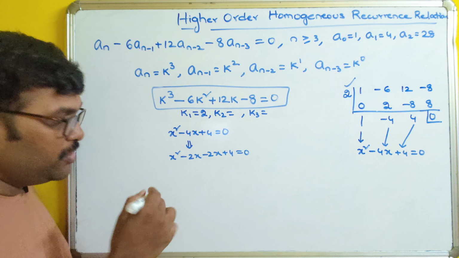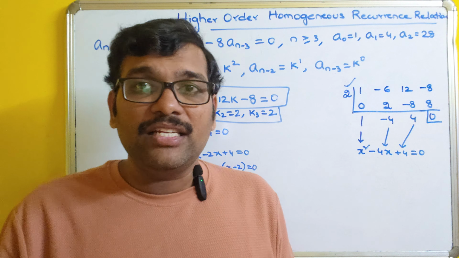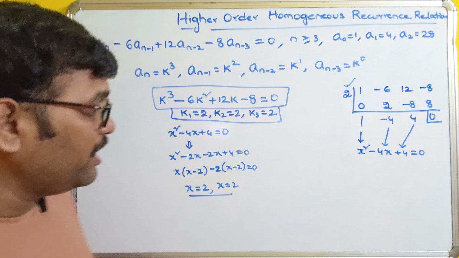Now you have three roots and we need to apply one of the cases. We have seen different cases: case 1, case 2, case 3. Case 1 means roots are distinct, all roots are different. Case 2 is roots are equal, all three roots are equal. And the third case is roots are real and imaginary. Here k1, k2, k3, all three roots are equal. So in this case, we have to apply the second case formula.